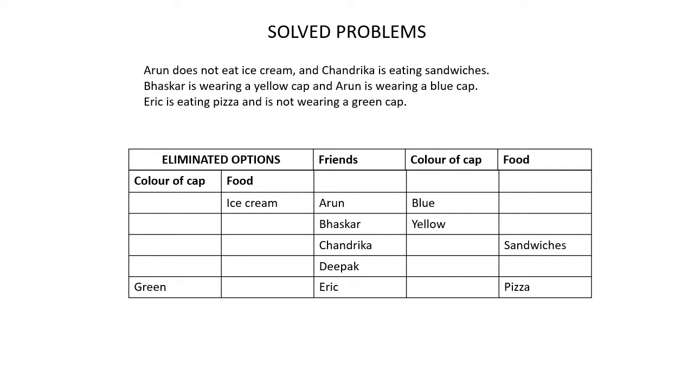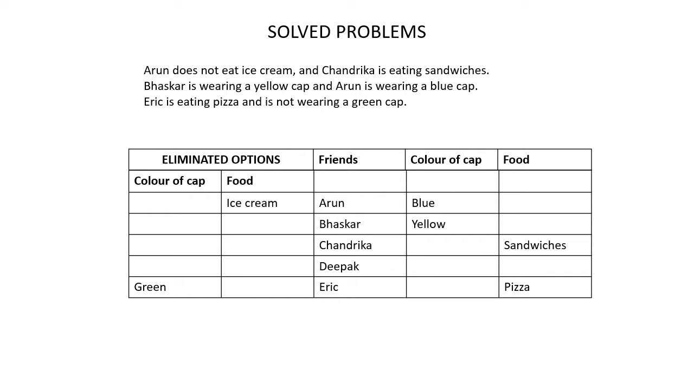Use the third and the fourth columns for the properties associated with the friends like color of cap and the food they are eating. Now use the information given in the question and fill this table. So it's given that Arun does not eat ice cream and Chandrika is eating sandwiches. So mark ice cream for Arun under food in the eliminated options.